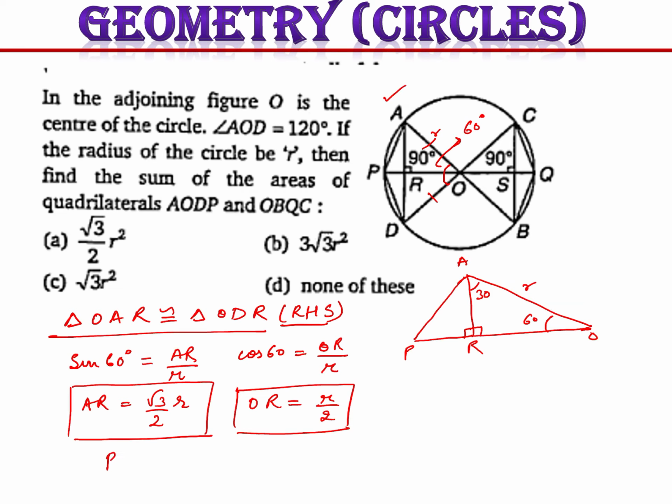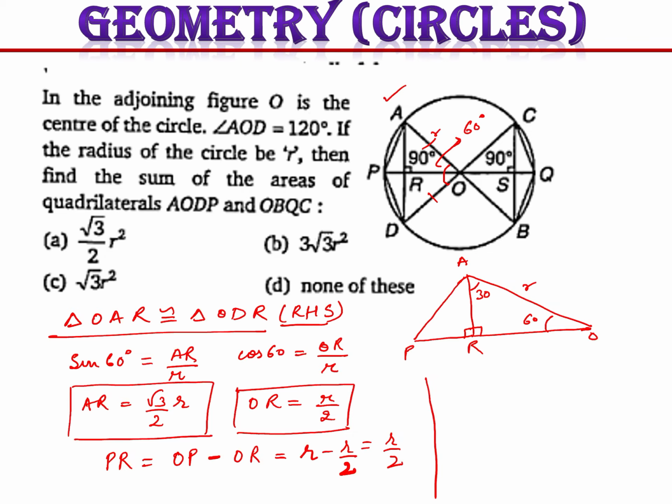Now I can find PR also. PR can be written as OP minus OR. OP is R, so R minus R by 2, so this is also equal to R by 2. Right? I hope till this step the question is clear to all.